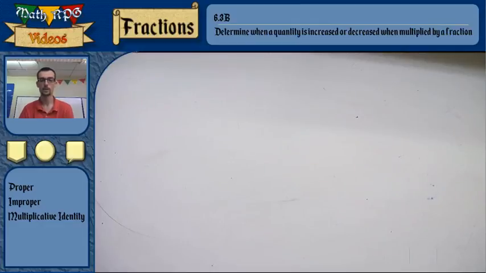Okay, let's talk about TEAC 6.3b, which is determining when a quantity is increased or decreased when multiplied by a fraction, both by computation and by just looking at the fraction. So to begin with, I'm going to have a problem here.